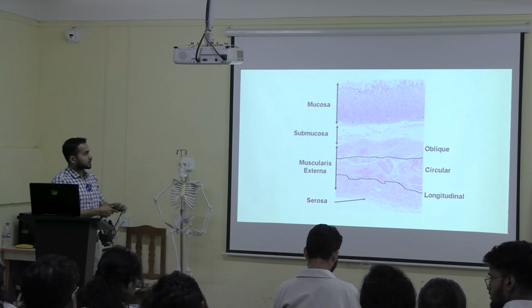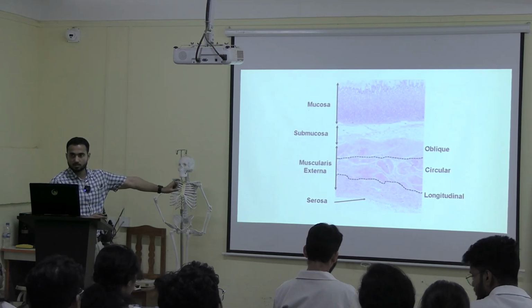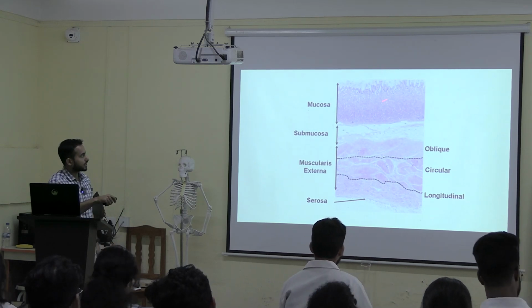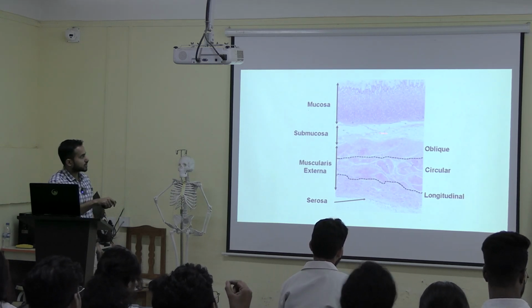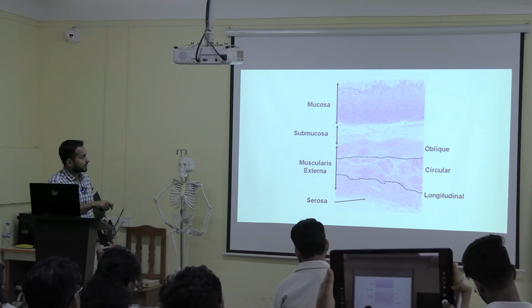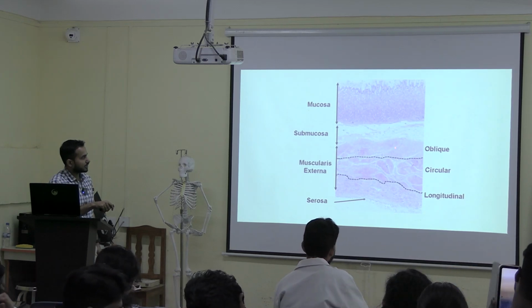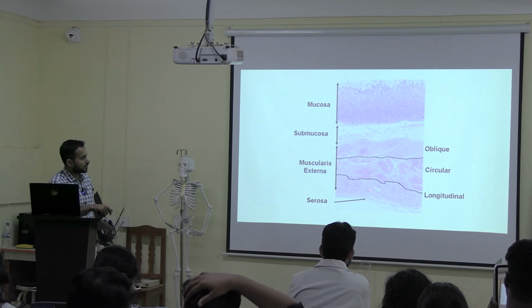Okay, now here, this is the microscopic diagram of the stomach. Here you can see this is the mucosa, and this is the submucosal layer. Three distinct layers can be visible. First you can see this is the oblique layer, this is the circular layer, and this is the longitudinal layer.